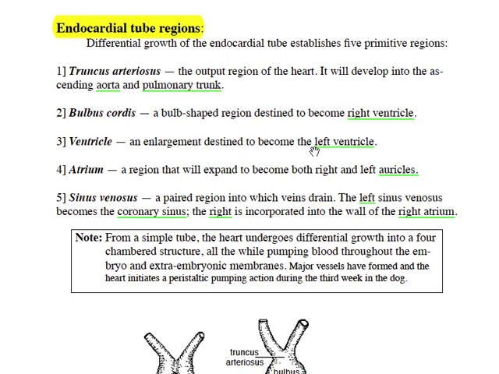The atrium will expand and become right and left sides, and each of those will become the right and left auricles of the adult. Meanwhile, the sinus venosus, which is a pad region in the embryo, will become 2 different things. The left sinus venosus will remain smaller and become coronary sinus, but the right sinus venosus will enlarge and become the wall of the adult right atrium.